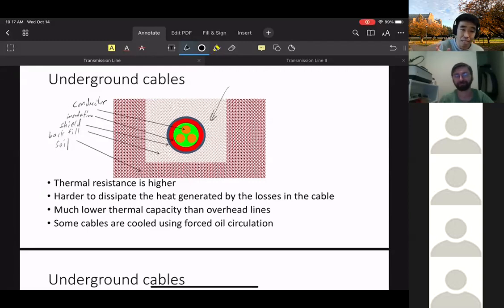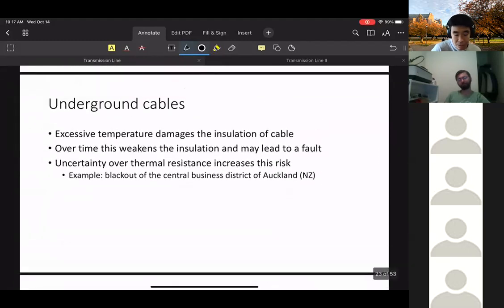There's a lot of engineering questions going on. If you know that, all the utilities will hire you. In the US, every utility will give you an offer if you really know that. So let's look more at underground cables. There's one more slide.